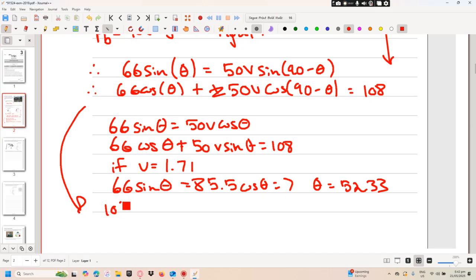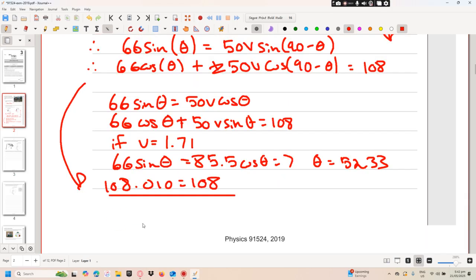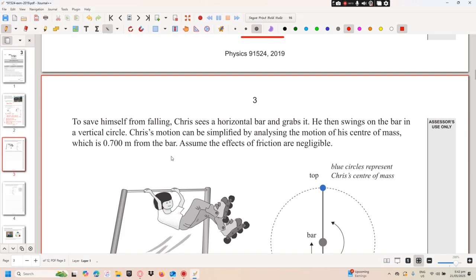We would have 108.010, which equals 108. So it works to significant figures. Excellent. I felt there's a better way to do that. I don't think you can really just sum them, but I don't care. It's good enough proof for me.